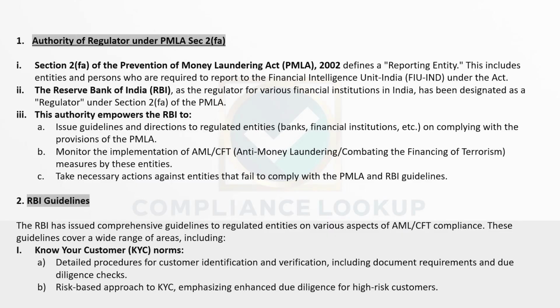Example: if a bank fails to report suspicious transactions despite knowing about large, unexplained transfers into a customer's account, RBI can penalize the bank for failing to follow the reporting norms under the PMLA.